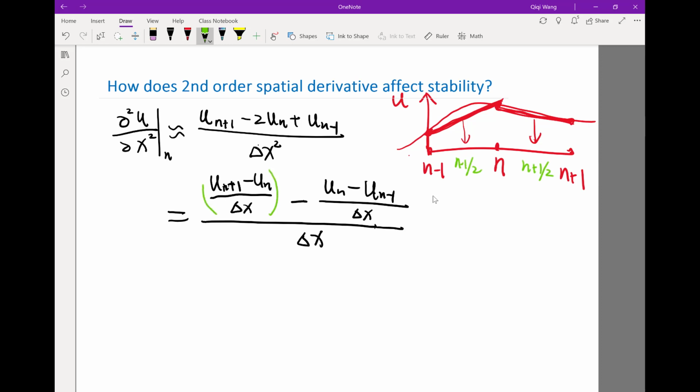And this is actually the first order derivative at n plus half, and this is the first order derivative at n minus half. Now, how far away is n plus half and n minus half spaced? It's delta x, exactly the same. So the difference between these is delta x, the difference between these is delta x, and the difference between the centers of these two is also delta x. That's why I have a divide by delta x here, divide by delta x here, and then divide by another delta x.